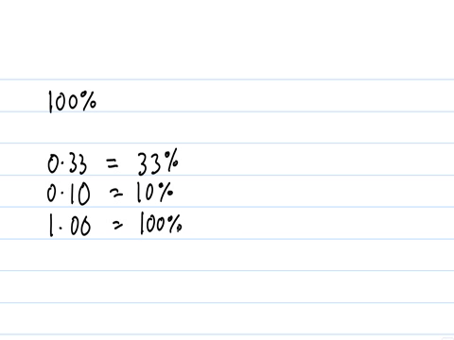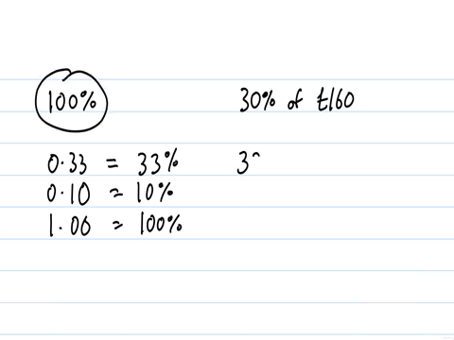The second part in relation to percentages, you're asked to calculate 30% of £160. So what is 30% of £160? Well, there are numerous ways of working this out. The first way is to write down what 30% actually means. So, like we said earlier, percentages are always measured out of 100, so therefore 30% is 30 out of 100.